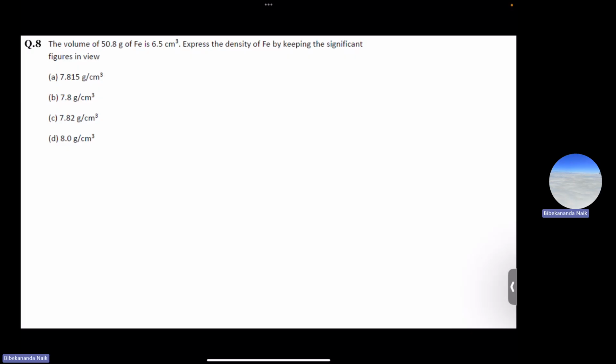So these are the four options, and we need to find the density by keeping the significant figures in view. So we need to keep in mind the number of significant figures should be according to the rule of division and multiplication related to the significant figures. I'll give a few minutes to think about this question, and then we will discuss what will be the correct one.